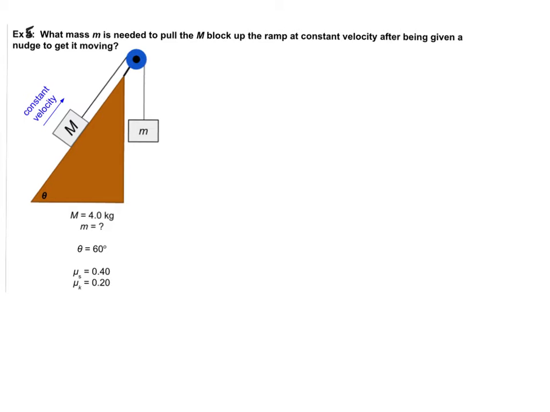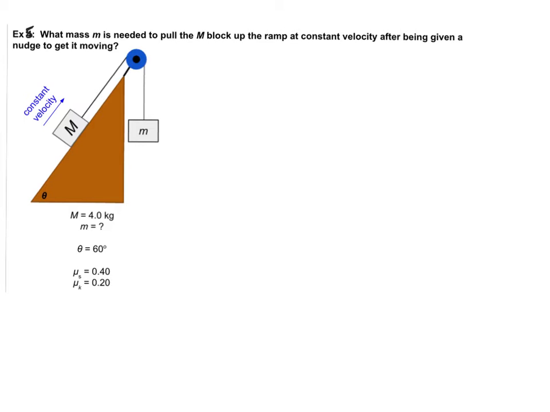So in this case, they want capital M to be pulled up the ramp at a constant velocity. And they're asking how heavy does lowercase m have to be in order to successfully do that. So we know that uppercase M is 4 kilograms. Do you think our answer is going to be bigger than 4 kilograms? Smaller than 4 kilograms? Maybe we don't even need that many kilograms to get that pulled up at constant velocity.